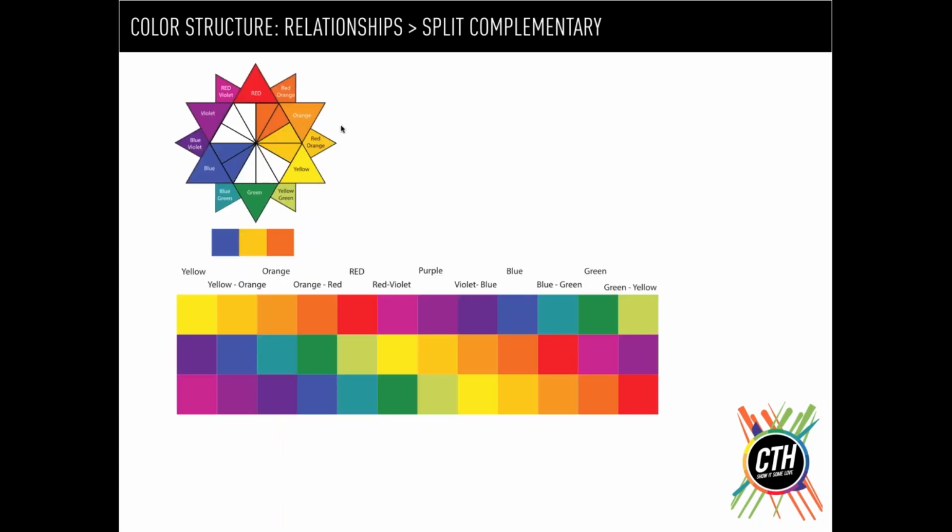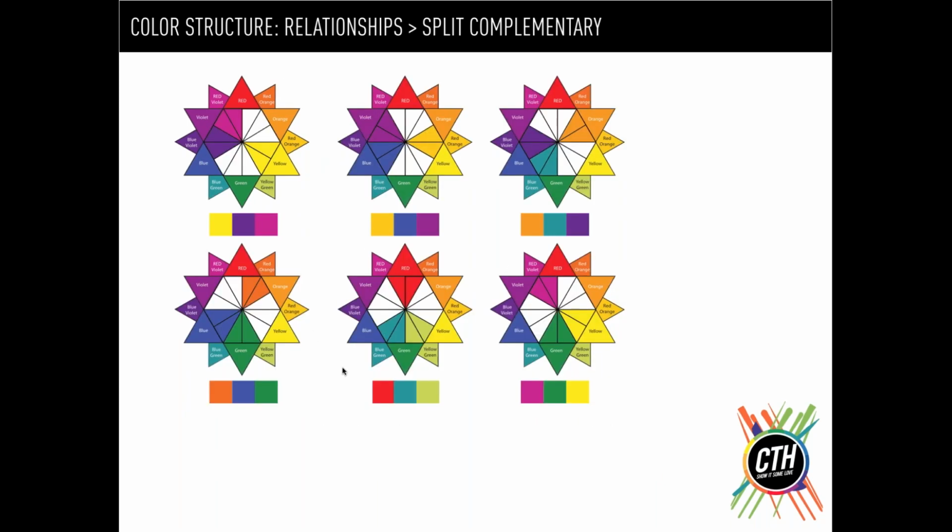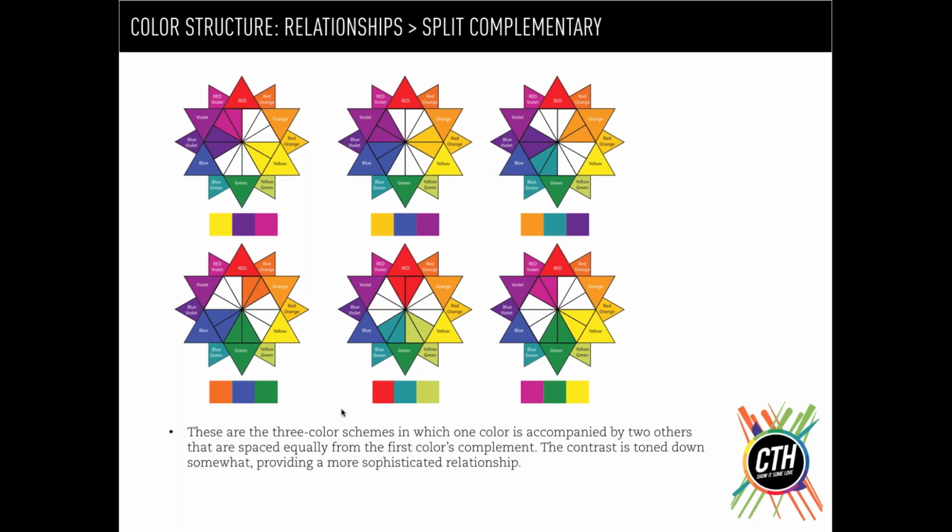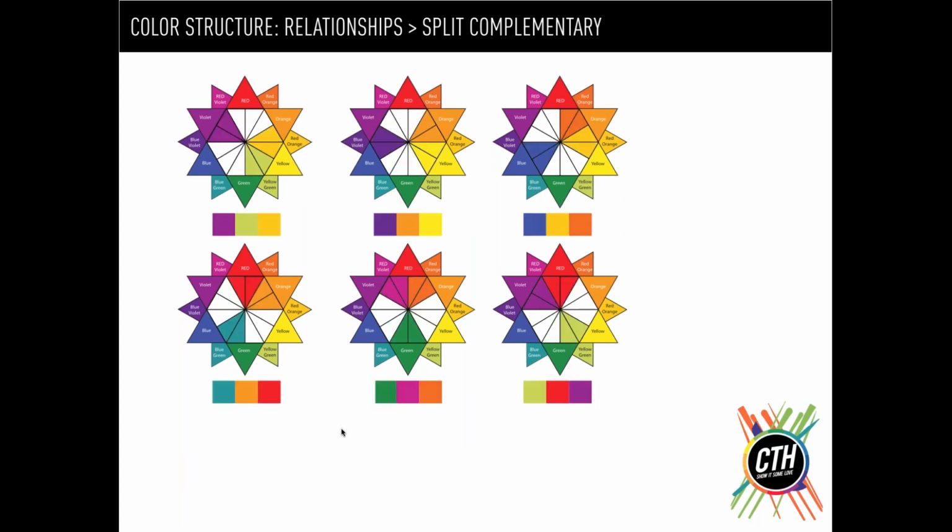Next up, we have split complementary. Now, this is like a complementary, but has three colors. So instead of going directly across the color wheel, you go to the ones on either side. It's like the letter Y. This gives us a good high contrast relationship with three colors. There's lots of options with split complementary. And all of this that you're looking at is in the PDF that you'll download for the first assignment.